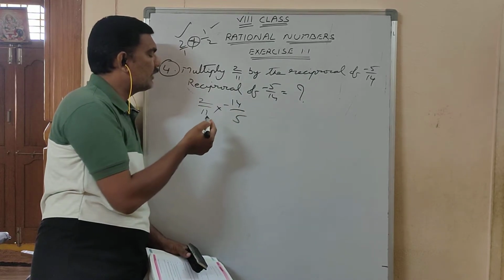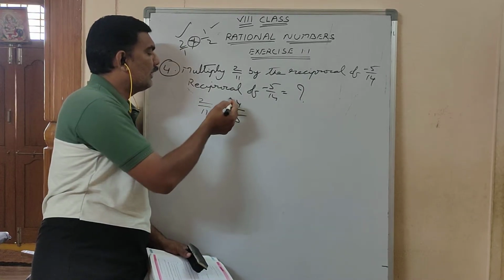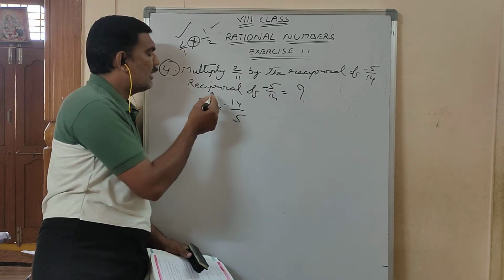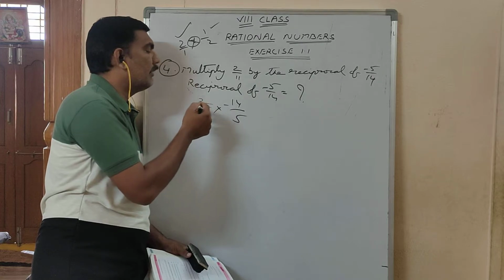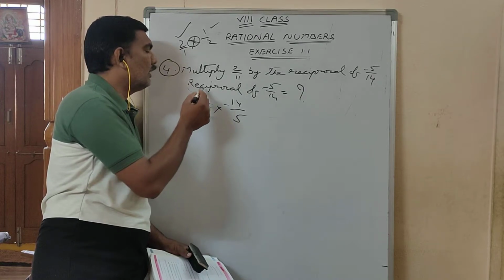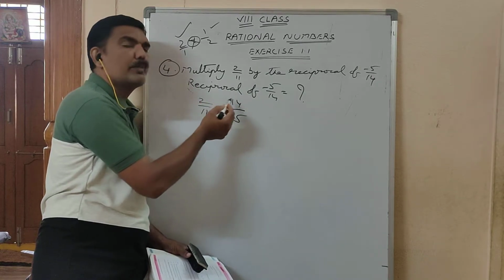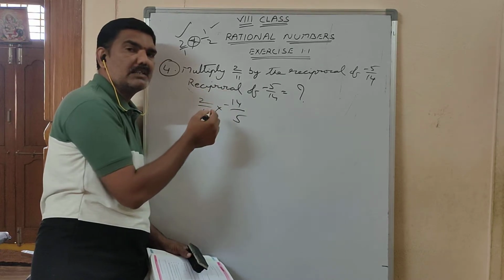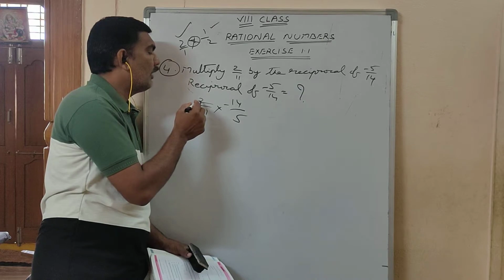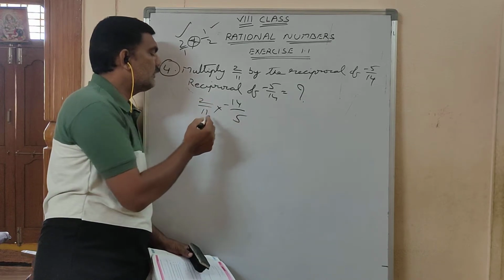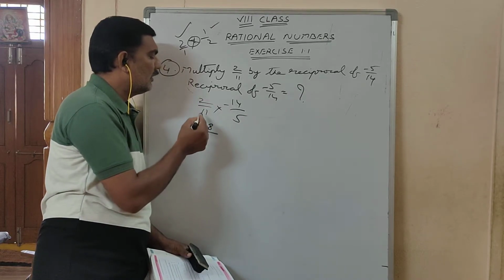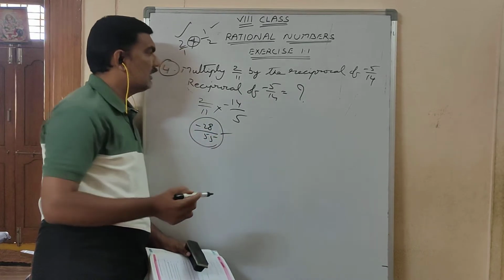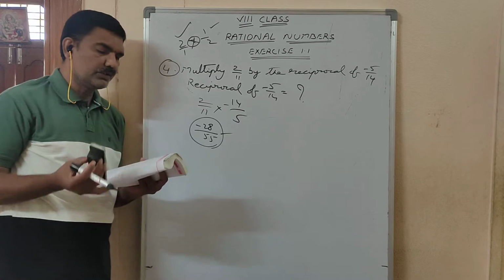Now, simplification. It is 11, it is 14, it is 2, it is 5. No cancellations. See, denominator and numerator should be cancelled by the same table. Some students will cut 2 ones or 2 sevens. Both are in the numerators, so you can't cancel with the same table. Now, what do you have to do? 2 into minus 14 is minus 28. 11 into 5 is 55. So this is the answer for the fourth question.